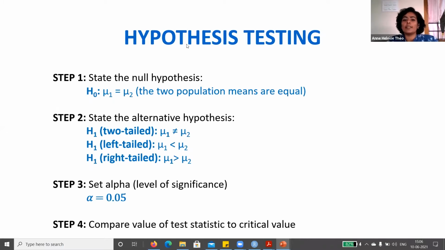So the general steps for hypothesis testing are, first you state a null hypothesis, which is usually of the nature of there being no variation, like innocent until proven guilty. So you assume there is no variation. Both of these means are equal. Now the alternate hypothesis depends on what exactly you want to do.